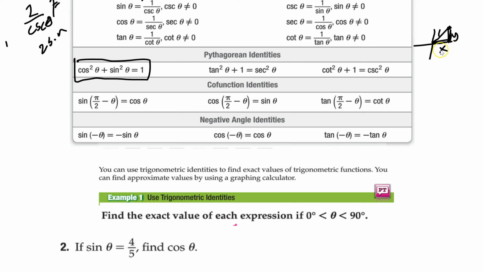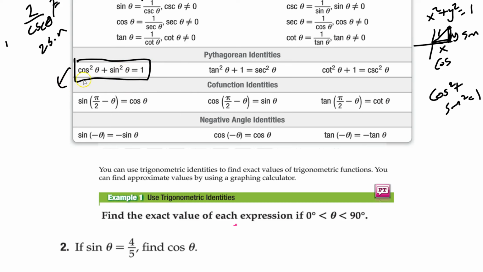Remember what I said before? X is cosine. Y is sine. So cosine squared, x squared plus y squared, right? Pythagorean theorem, equals 1. So cosine squared plus sine squared equals 1. So that's where it comes from. It's probably the most important one of all of trig. Cosine squared plus sine squared equals 1. We have to know that.